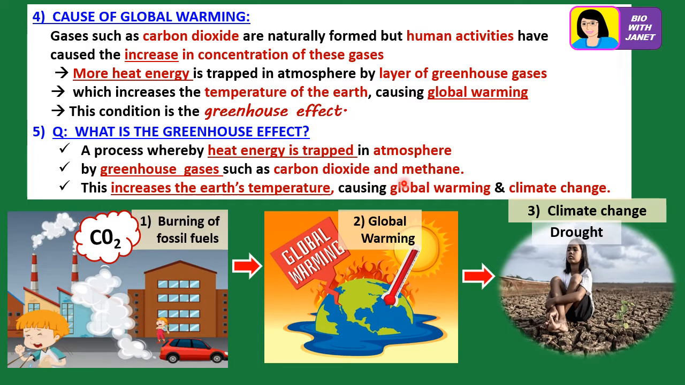What is the effect of the greenhouse effect? So it will increase the Earth's temperature, causing global warming and then climate change. Okay, global warming leading to climate change. Here we see the drought occurring. Now, drought is spelled D-R-O-U-G-H-T, not D-R-A-U-G-H-T, not A, it's O. Okay, so make sure you spell the right spelling. D-R-O-U-G-H-T.